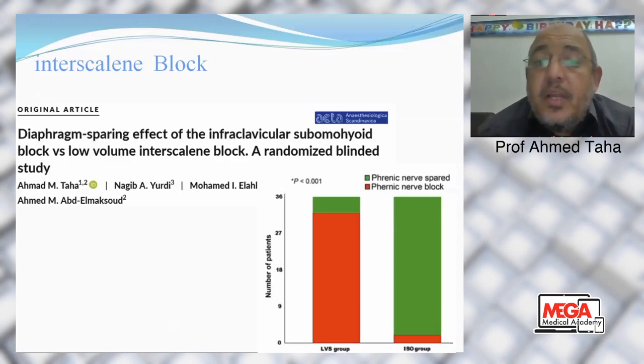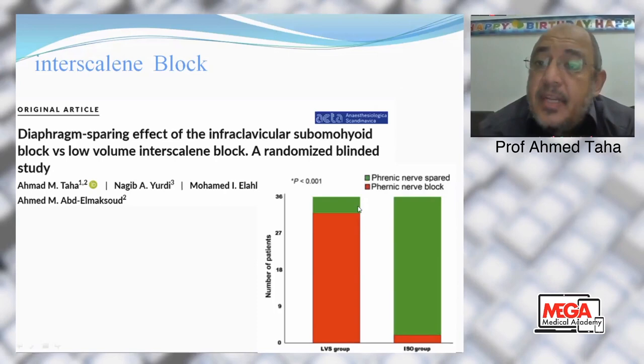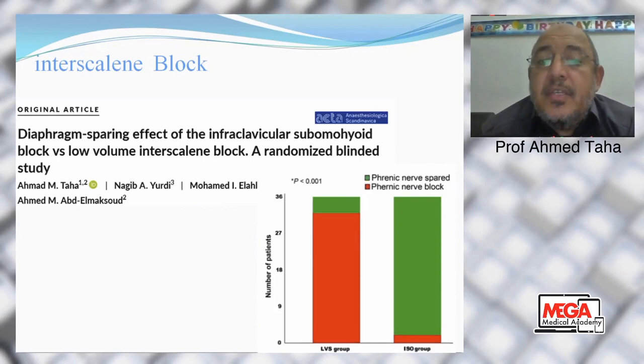Phrenic nerve block occurs in almost 100% of interscalene blocks. And in our last study, which we published in Acta, we found that even with 5 ml, the interscalene block results in phrenic nerve block in about 90% or more of patients. So as I said, it can be tolerated in most patients, except in patients with limited respiratory function. These people will not tolerate such a diaphragmatic block.